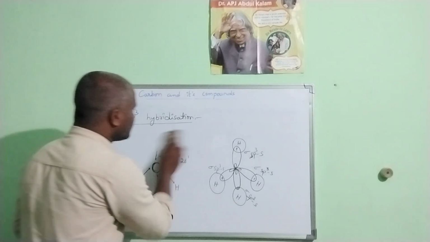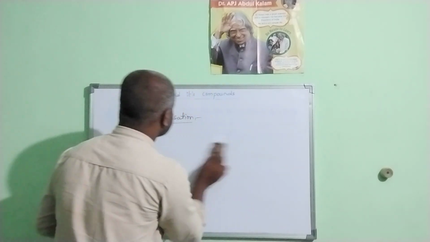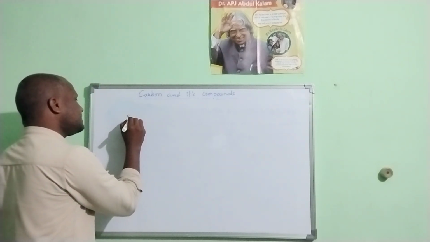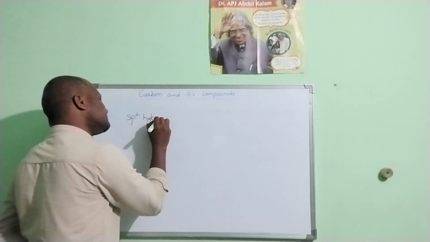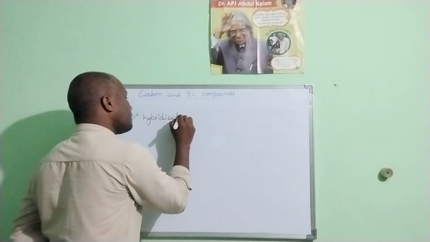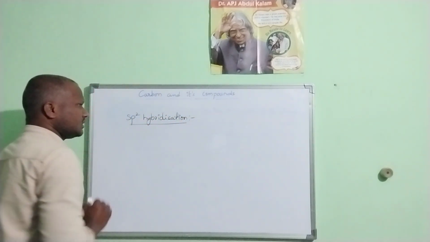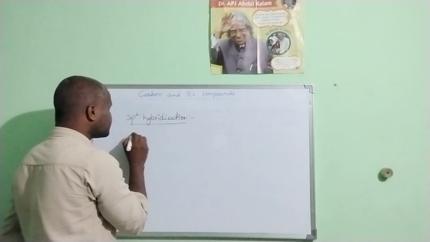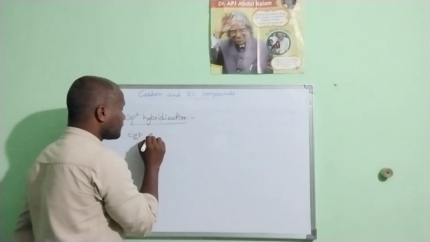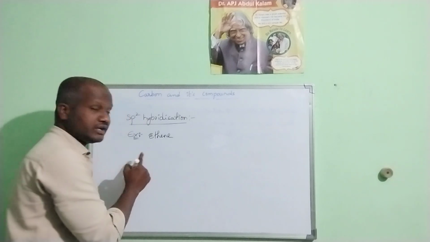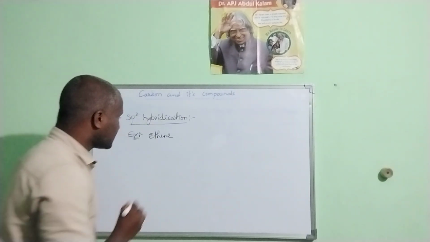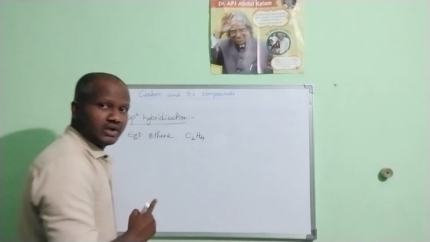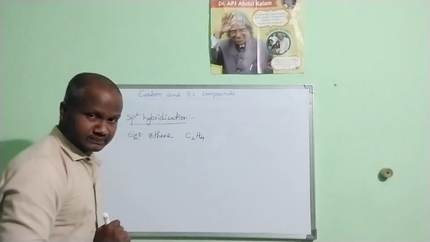Next, sp2 hybridization. sp2 hybridization takes place in ethene, and its chemical formula is C2H4. C2H4 is the chemical formula of ethene.